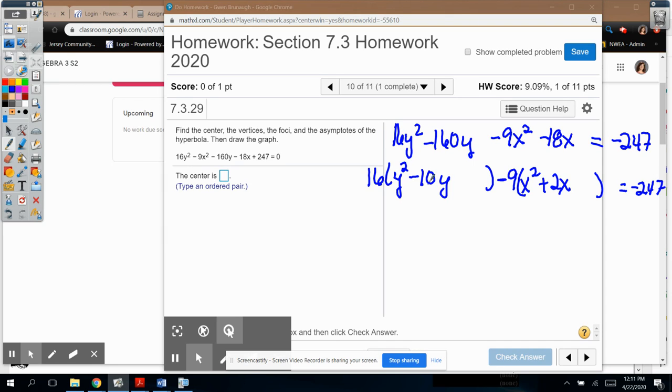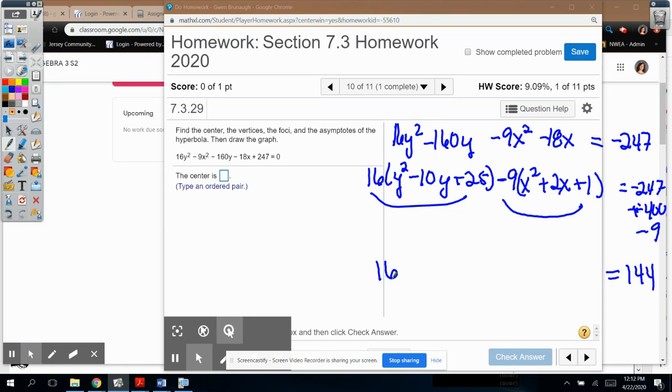Finding the magic number, half of 10 is 5. 5 squared is 25. But what I really put there is 16 times 25, which is 400. So I'm going to add 400 to this side. This one, half of 2 is 1. 1 squared is 1. But what I really put there is a minus 9. So negative 247 plus 400 minus 9 is 144. Okay, so this is going to equal 144.